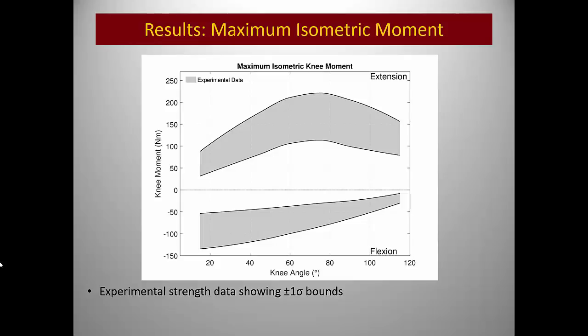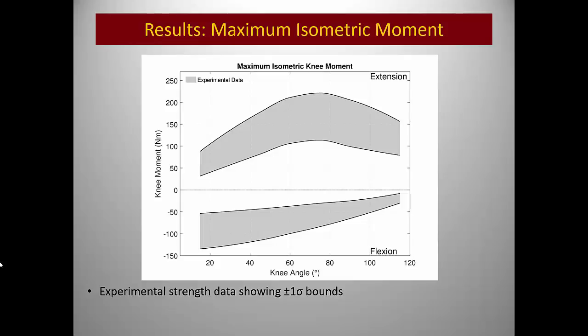Now onto the results for the maximum isometric strength. Let's begin again with the experimental data. The figure shows maximum isometric knee moment as a function of knee angle, with extension being positive and flexion being negative. The gray region represents plus or minus 1 standard deviation on the data we collected on our 12 healthy subjects.